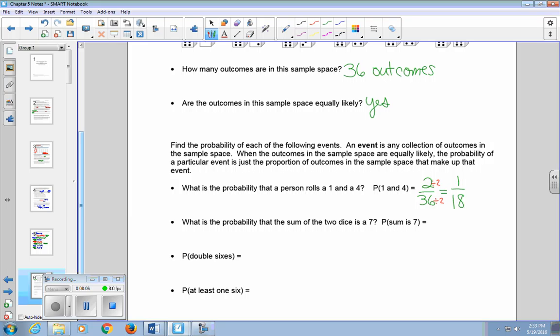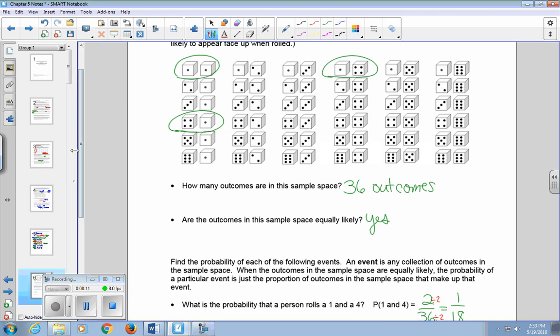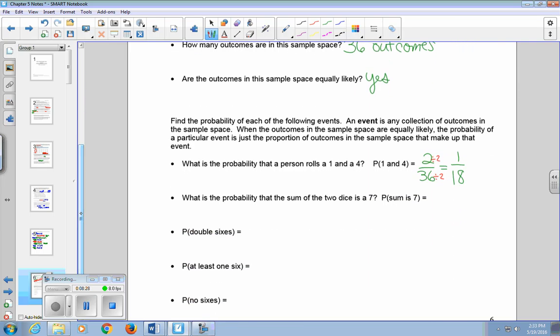For the second one, we're looking at what's the probability that the sum of the 2 dice is a 7. So rolling a 7, this outcome gives us a sum of 7. This one does. This one does. We keep going up that diagonal. Looks like there are 6 outcomes that give us a sum of 7. So our probability is 6 out of 36, or 1/6. All right, probability of double 6s, just one outcome that satisfies that. So its probability is 1 out of 36.